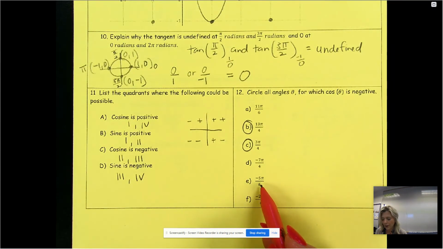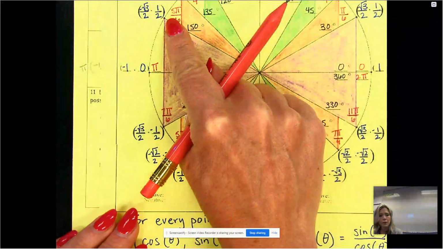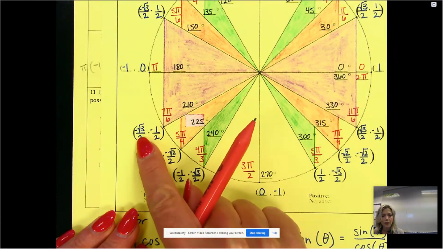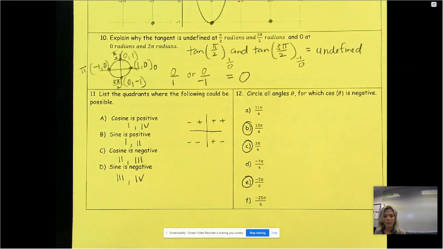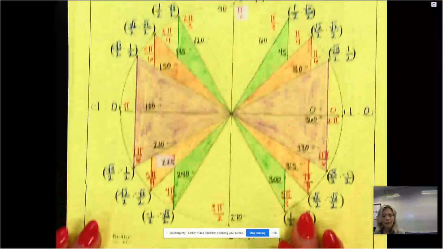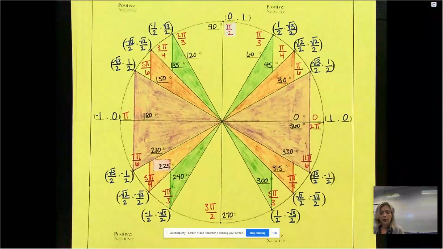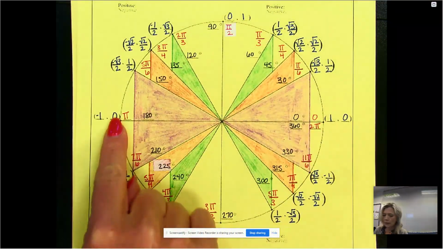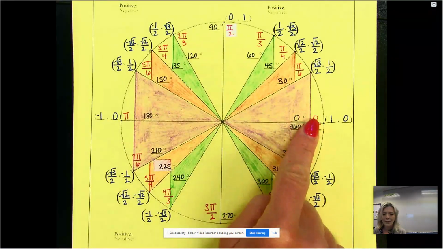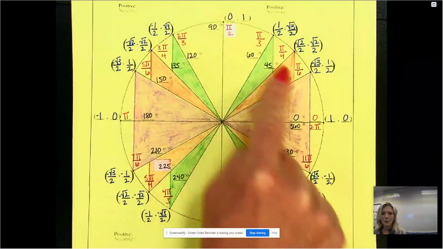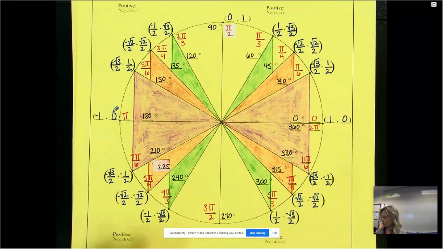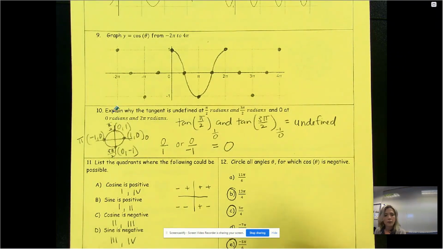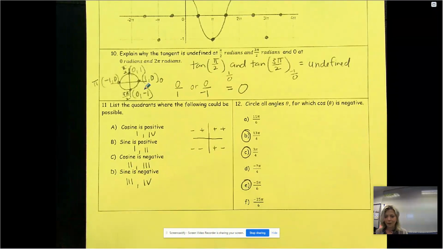And then negative 5 pi over 6. Here's 5 pi over 6. Its negative is down here. Cosine is negative. So circle that one. And then negative 25 pi over 6. So in 6 of pi in the negative direction, so this would be negative 6, negative 12, negative 18, negative 24, and so negative 25 pi over 6 would be right here where cosine is positive. So don't circle that. And that is the end of the review.